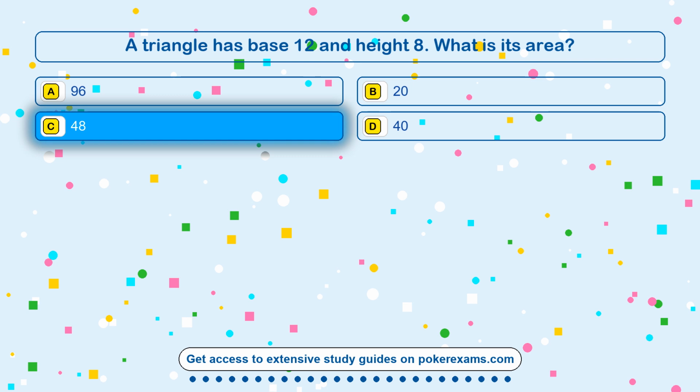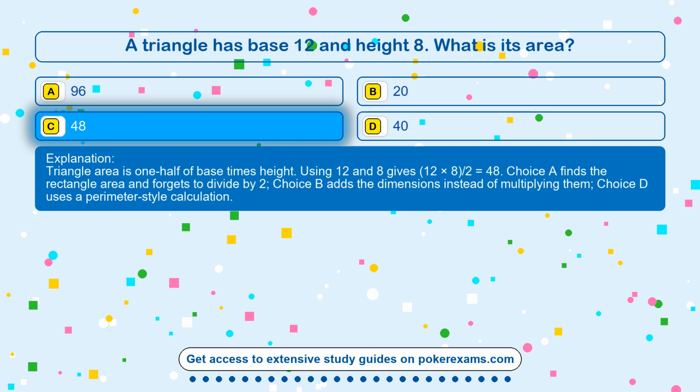The correct answer is option C, 48. Triangle area is one half of base times height. Using 12 and 8 gives 12 times 8, divided by 2, equals 48. Choice A finds the rectangle area and forgets to divide by 2, choice B adds the dimensions instead of multiplying them, choice D uses a perimeter-style calculation.